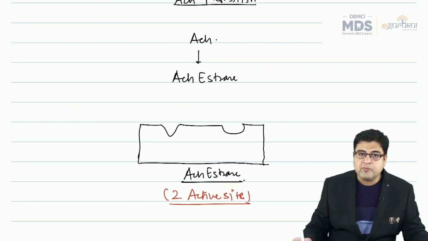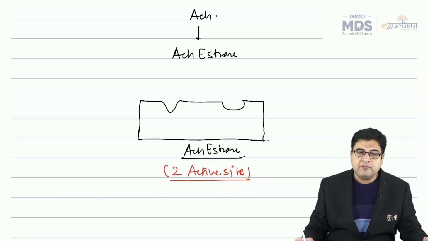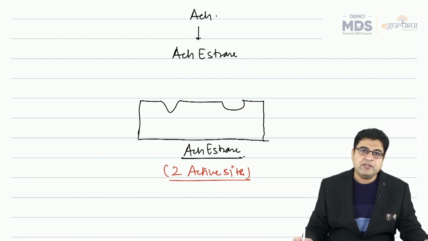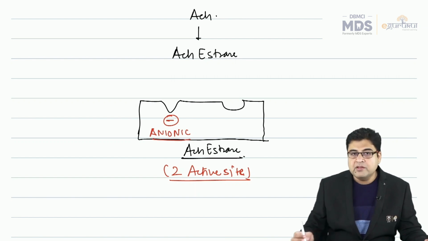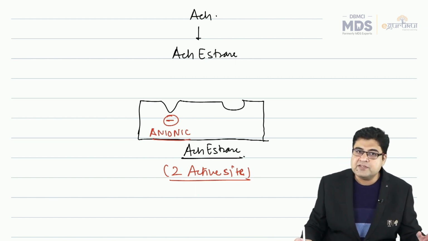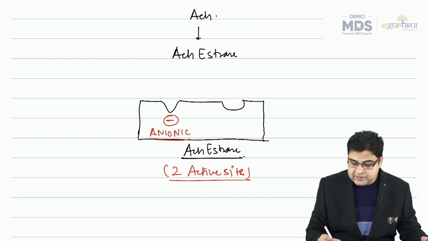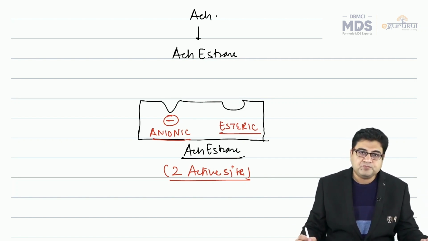Most of the enzymes of the body have one active site, but this is the enzyme which has two active sites, and therefore acetylcholine has to bind with the two sites of this enzyme and then it gets metabolized. So what are the two sites which are present on this enzyme? The first is known as the anionic site, which has a negative charge. The second site present on this enzyme is known as the esteric site. Now this esteric site has a tendency to open or metabolize the ester bond.